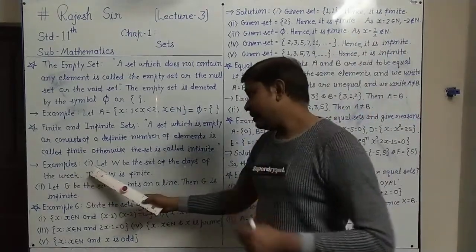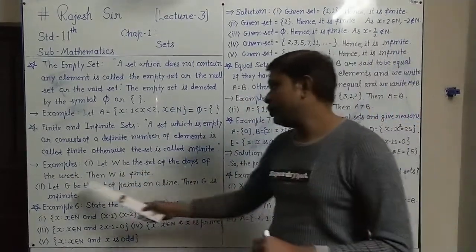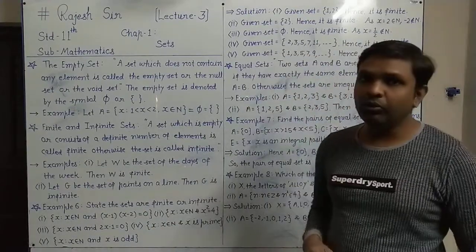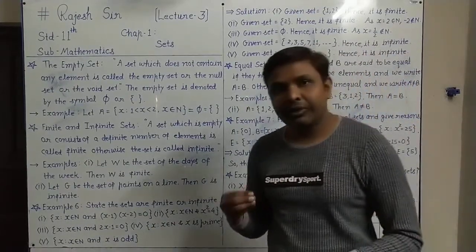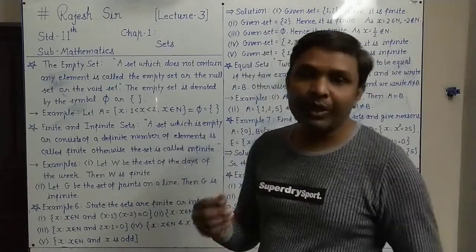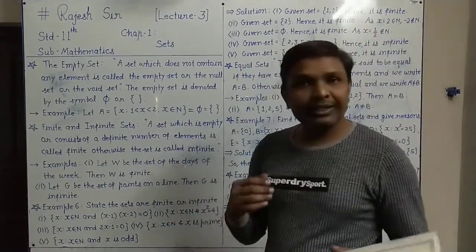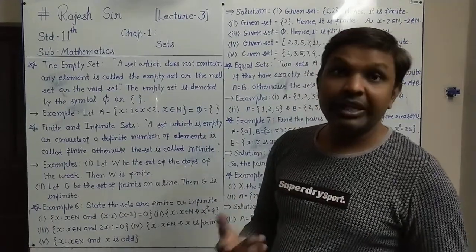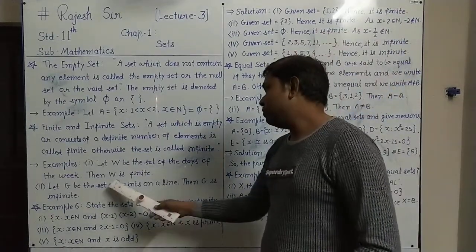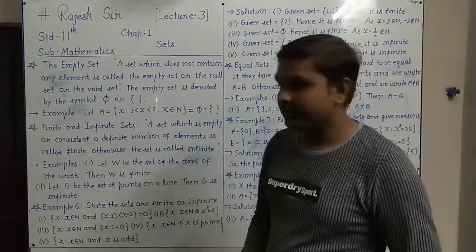Examples. Number 1: let W be the set of the days of the week. Days of the week, you know, are Monday, Tuesday, Wednesday, Thursday, Friday, Saturday, Sunday. Only 7 days are there and it is definite. So W is called a finite set.